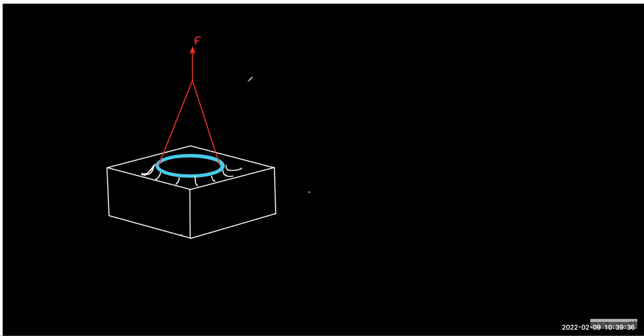So to pull this ring out of the liquid, what is the minimum force that we need to apply? Find the F minimum, and the radius of the ring, let's say R, and the mass of the ring is, you can see, capital M, small m.